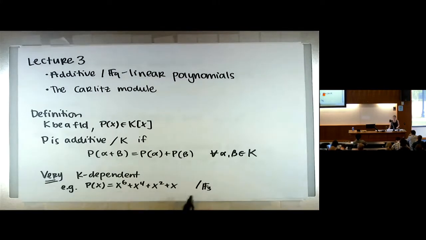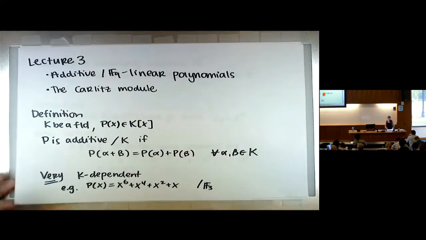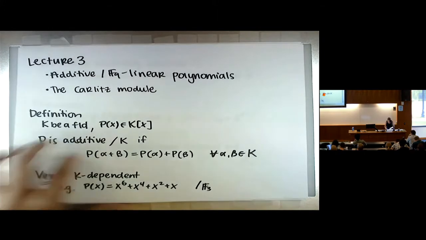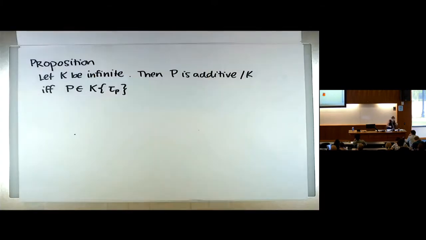So, my first example violated that because I had x to the 6, 4, 2, and 1 over F3, but that's because that was a finite field. If I have an infinite field, then this would not work. Where was I? Okay.